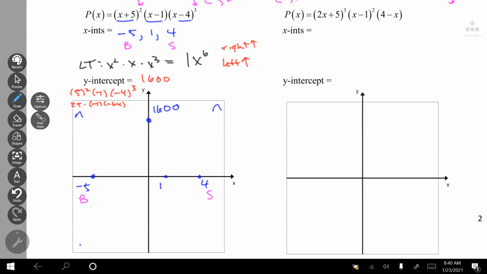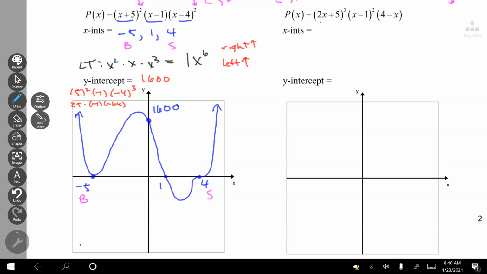Now I'm going to go from the left arrow to the right arrow, following my pattern. Arrow, -5, oh, don't go through, bounce. Go through 1600, go through 1, and then I'm going to snake through 4. And that is what the graph looks like, hitting all those criteria.